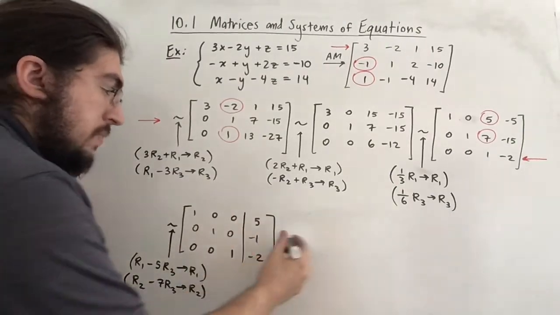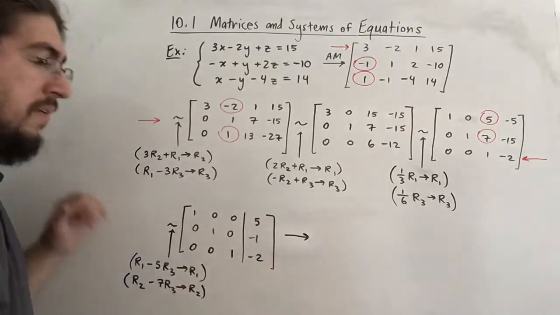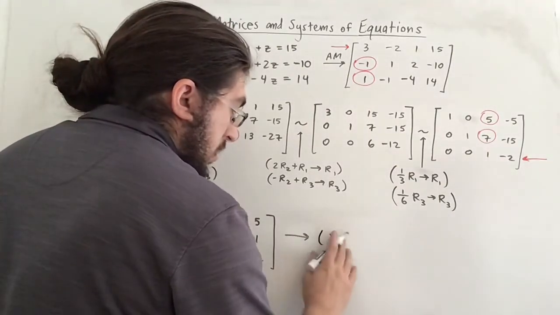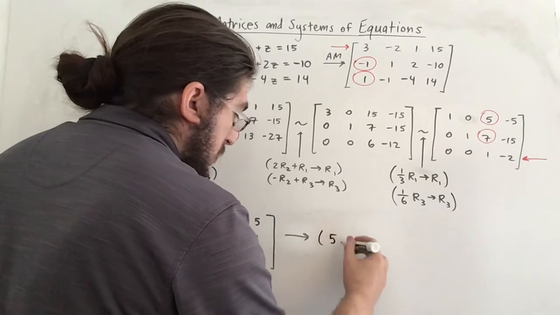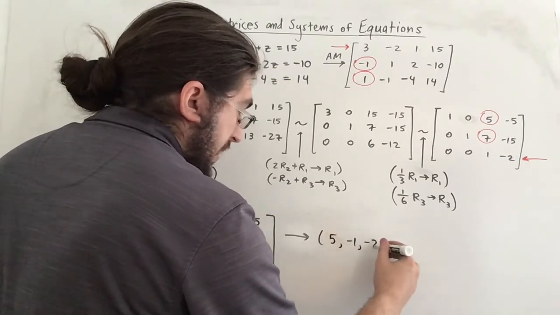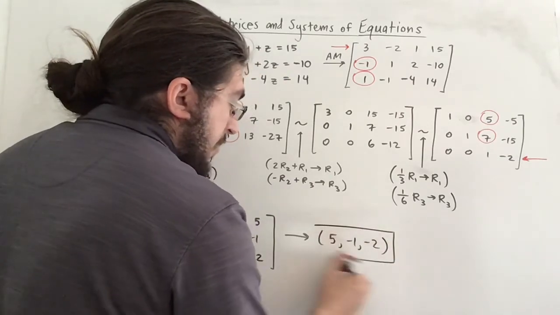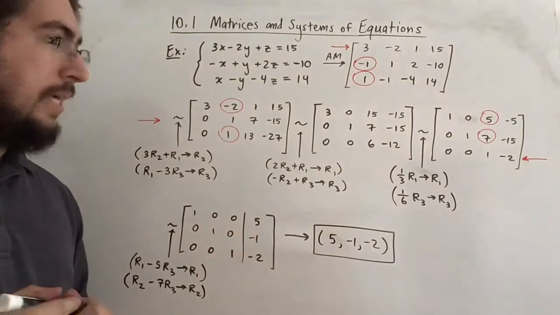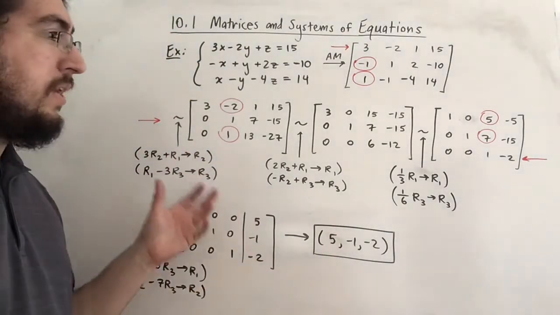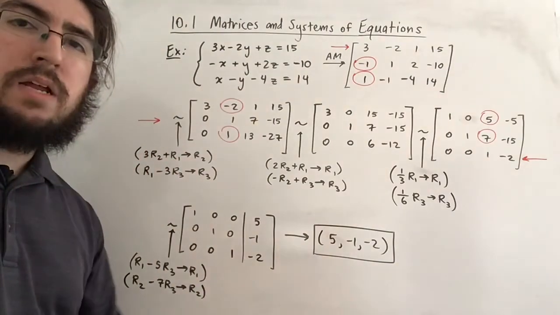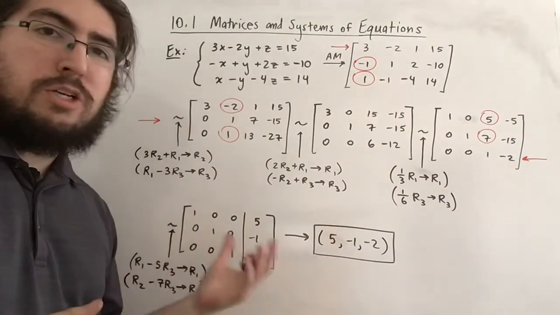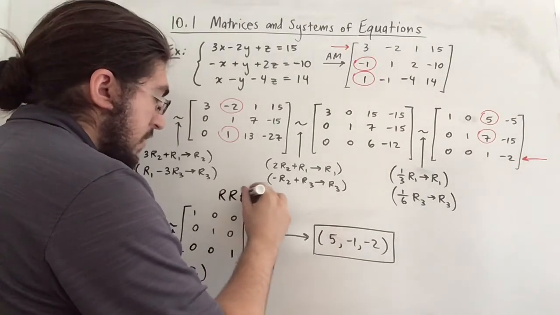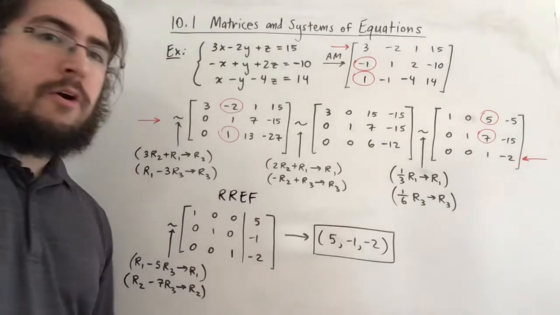And what this tells me now is that x must be 5, y must be negative 1, and z must be negative 2. So our ordered triple solution is 5, negative 1, negative 2. And you can check that on your own. I'm not going to check it. I'm done. But again, I showed the process here of converting this into row reduced echelon form, or I guess it's called reduced row echelon form. I always call it the other way around. But the acronym for this is RREF.